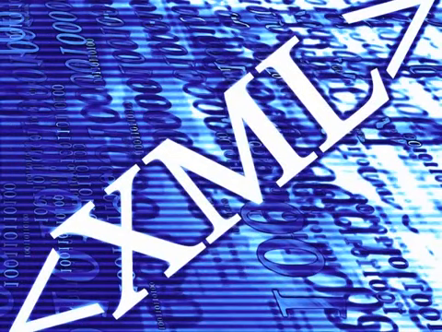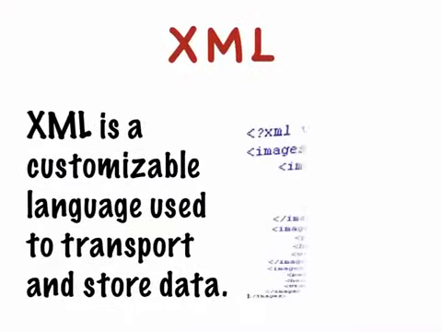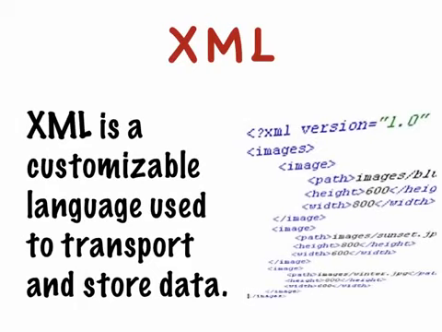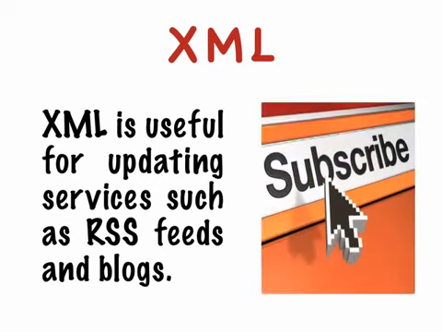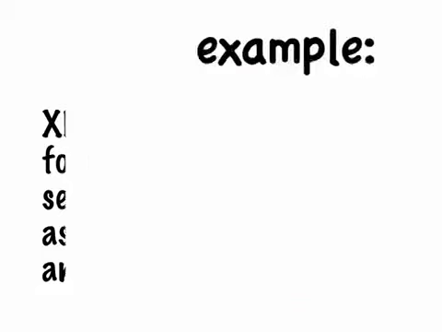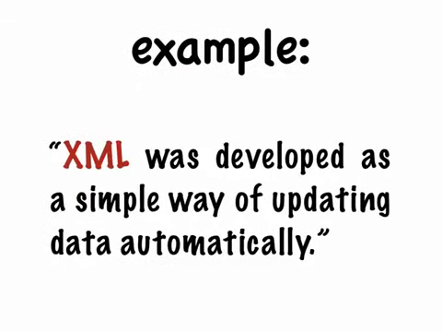XML. XML is a customizable language used to transport and store data. XML is especially useful for updating services such as RSS feeds and blogs. XML was developed as a simple way of updating data automatically.